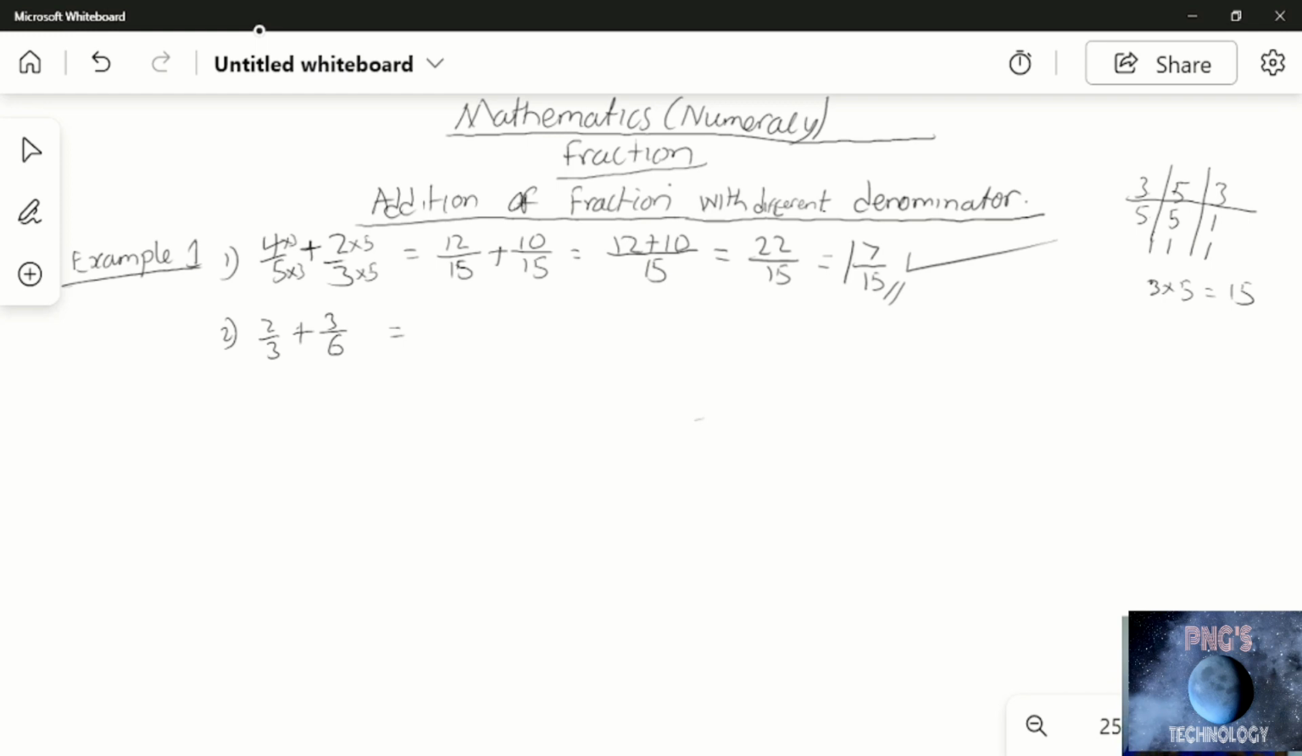Why? Because 3 exists in 6, so I can integrate 3 to become 6 by checking what multiplier I'm going to use to multiply 3 to become 6. We say 3 times 1 gives us 6. We can say 3 times 2 is equal to 6. So in this case, since I can integrate 3 to become 6, by what number am I going to multiply it? I'm going to multiply it by 2. So 3 times 2 is 6.